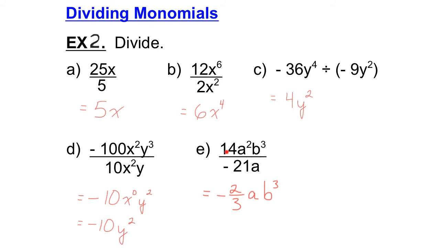Here, positive divided by negative is negative. 14 over 21 in lowest terms is 2 over 3. a to the 2 divided by a is just a to the 1. And then b to the 3 stays the same.